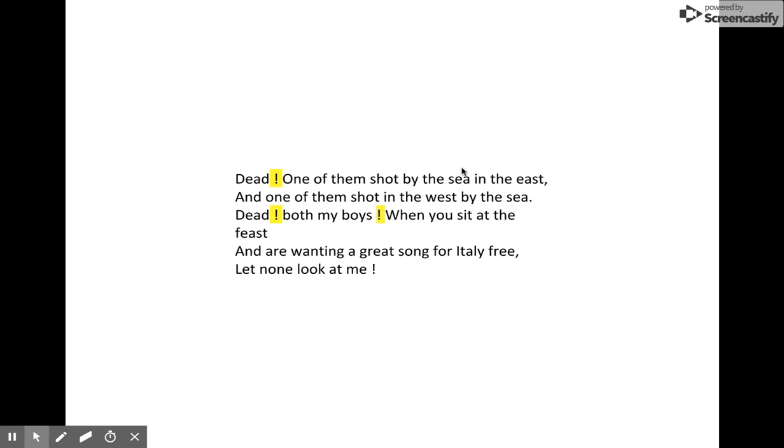So if you look at this poem, "Dead, one of them shot by the sea in the east, and one of them shot by the sea in the west. Dead, both my boys." Okay, so these are all examples of caesura. Caesura is used, obviously, to make an emotional impact on the reader. Obviously, they want to emphasize this feeling the speaker is having of their child being dead, and this whole poem is a war poem. And so the caesura is really helping build up both the feeling and the attitude of the speaker, as well as impact the tone, as how the reader is understanding how the speaker is feeling.